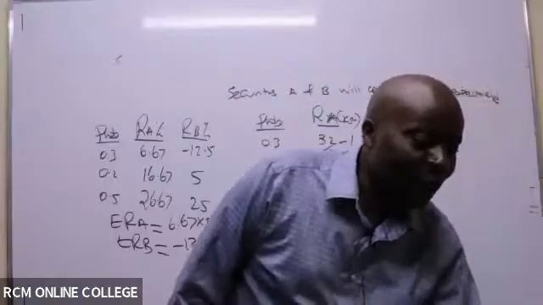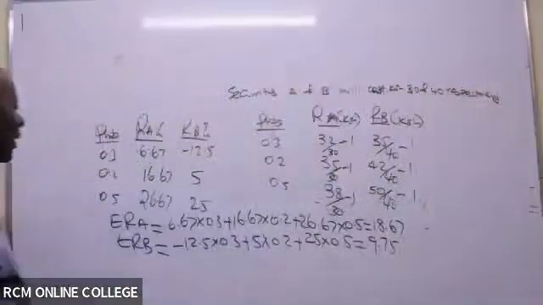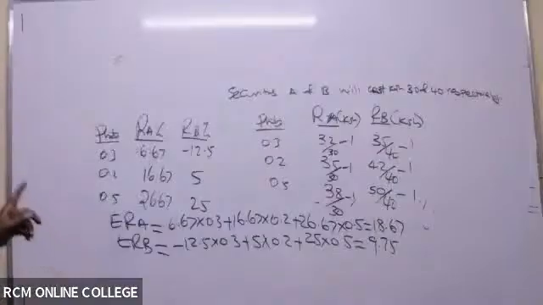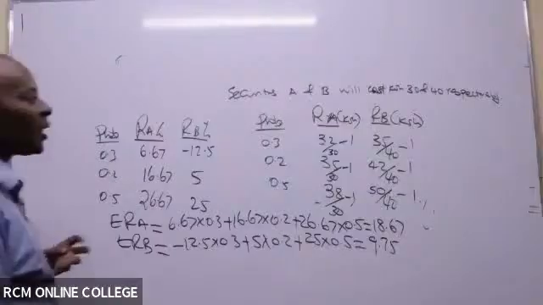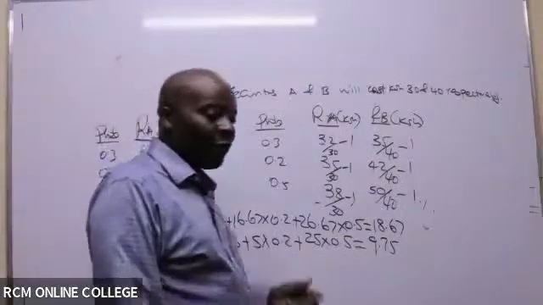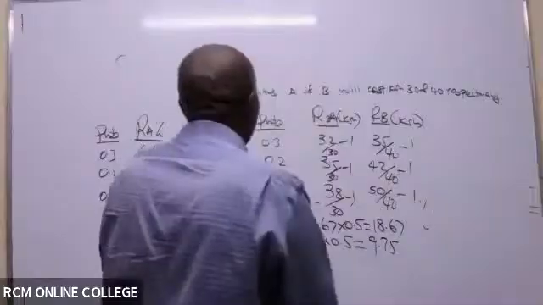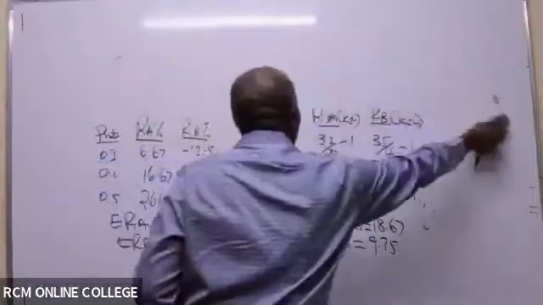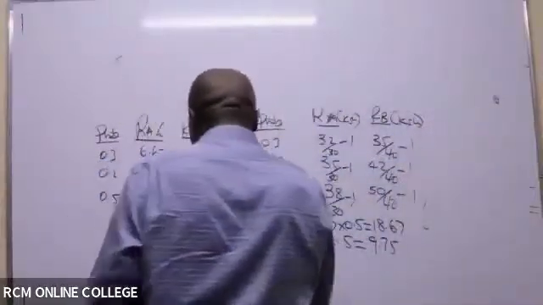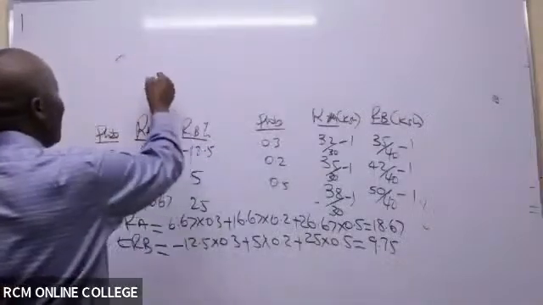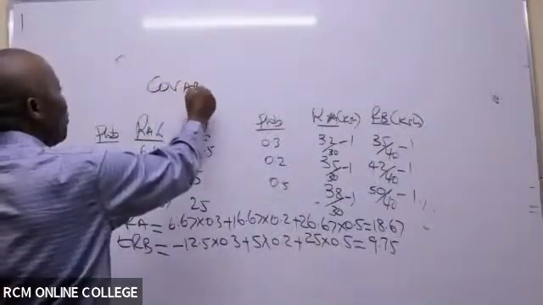So we are supposed to finish this quite fast. So now we have gotten here expected returns of A and expected returns of B. So then if I'm the one doing this and you want me to correlate things, the very first thing that I will do is to calculate the covariance between A and B.